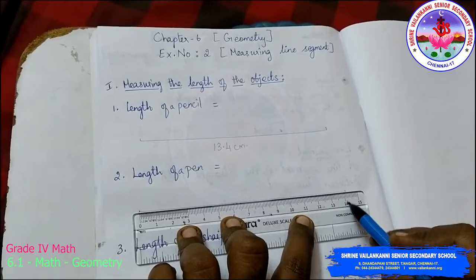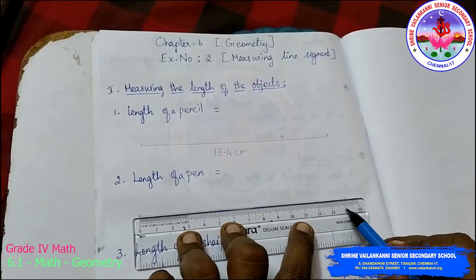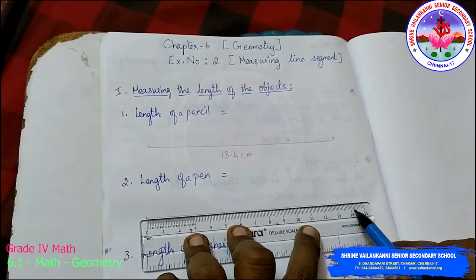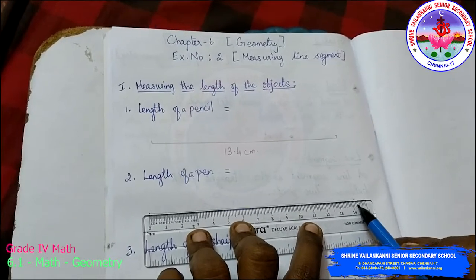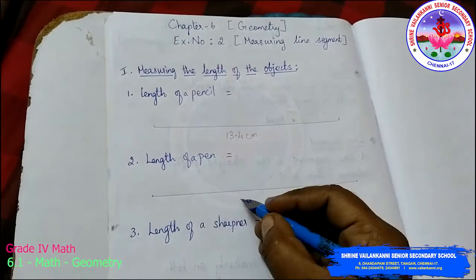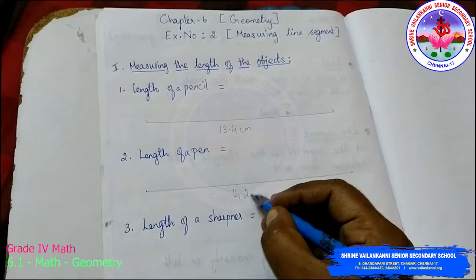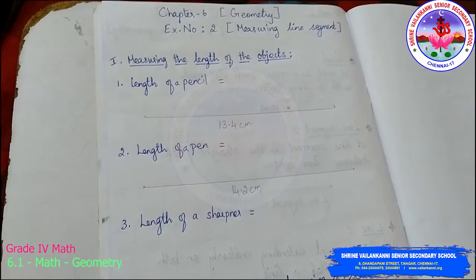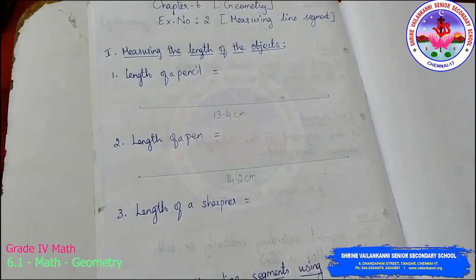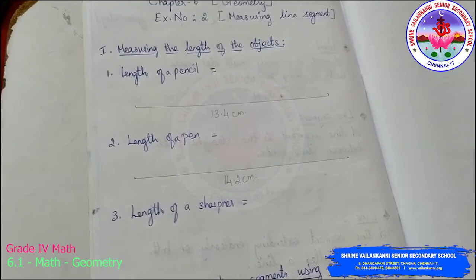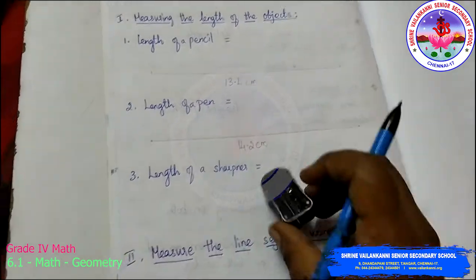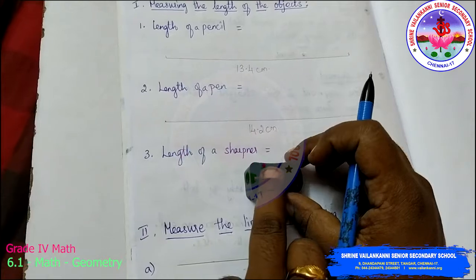So here the point is after 14. So it is after 14, 14.1 and 14.2. So it is 14.2 centimeter. The length of the pen which we used is 14.2 centimeter. Next I am going to use the sharpener.